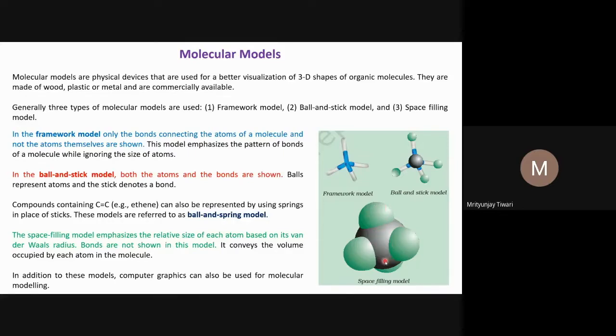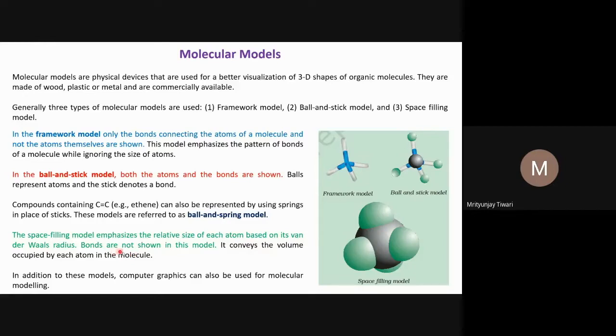So a space filling model will give us the real molecular volume, the sense of the molecular volume of the molecule. Not only that, it will also give us an idea of the surface of the molecule, what kind of surface this molecule will have. And even with that surface, one can also find out the surface area. So to get an idea about the molecular volume and the surface area of the molecule, one has to go to the space filling model.